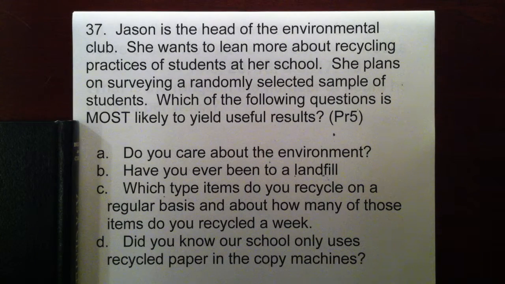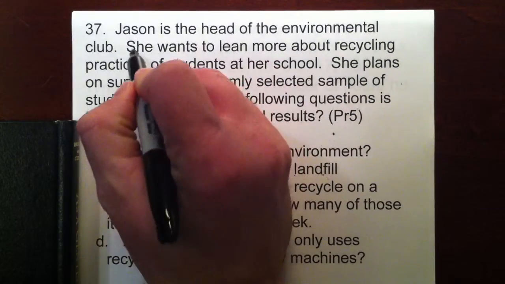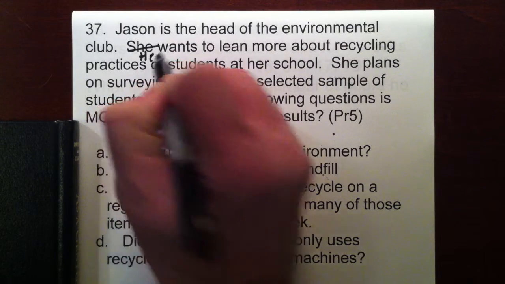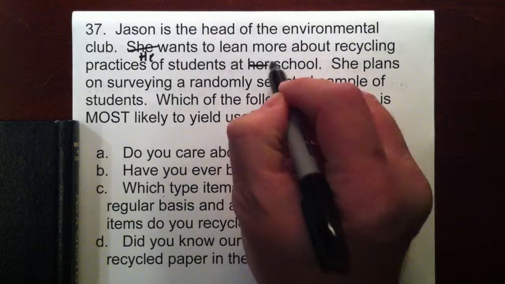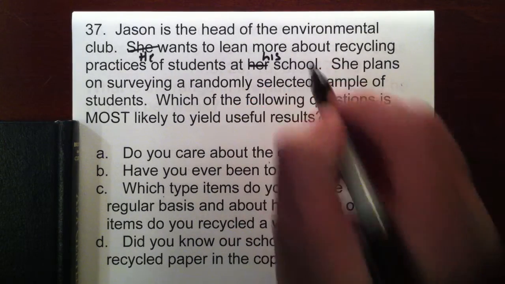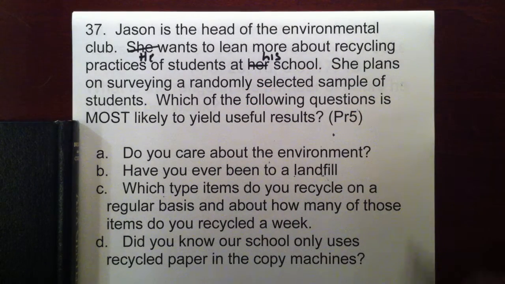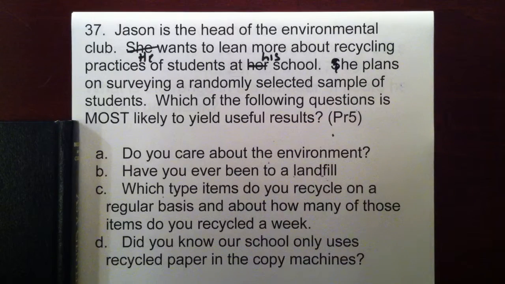Jason is head of the environmental club. That should be a he, I'm sorry. He wants to learn more about the recycling practices of students at his school. He plans on surveying a randomly selected sample of students. Which of the following is most likely to yield useful results?